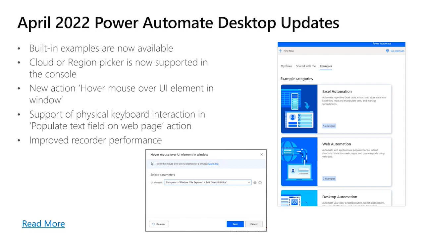There's also some new features such as the new action to hover the mouse over a UI element. Also supporting a physical keyboard interaction in the populate text field action, improved recorder performance. And then also you can now pick which cloud or region you're using when you're using the Power Automate desktop console.